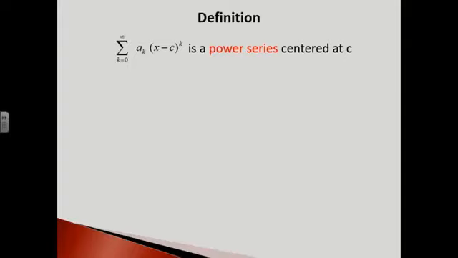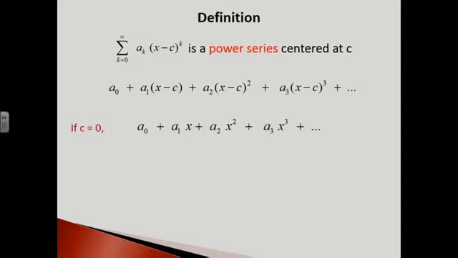We can also say that it is a power series in x minus c because it contains the powers of x minus c. The numbers a_k are the coefficients of the power series. It can be expressed as a0 plus a1 multiplied by (x minus c) plus a2 (x minus c) squared plus a3 (x minus c) cubed plus etc. If c equals 0, the series has the form a0 plus a1x plus a2x squared plus a3x cubed plus etc.